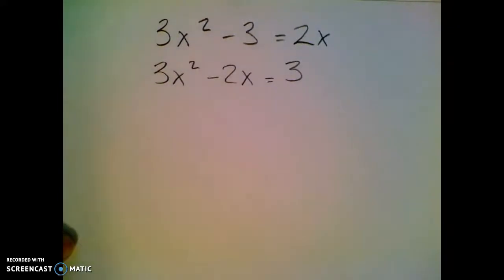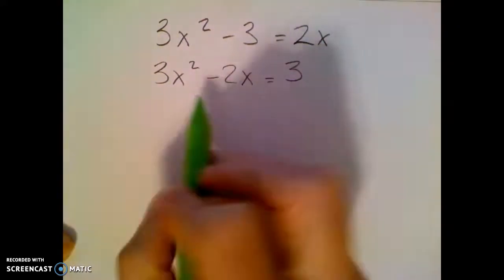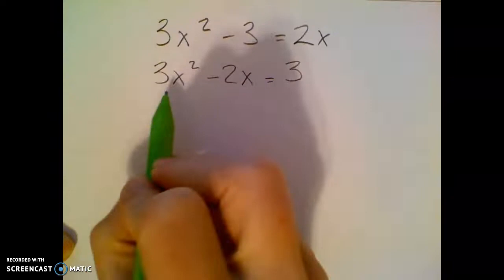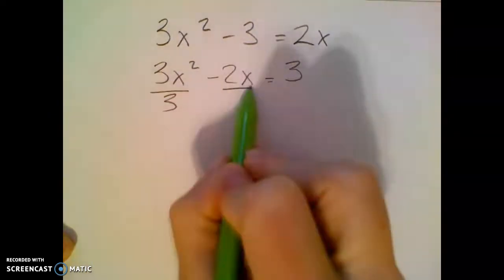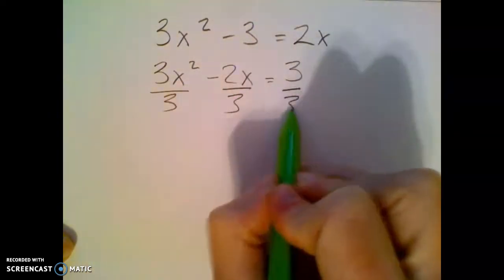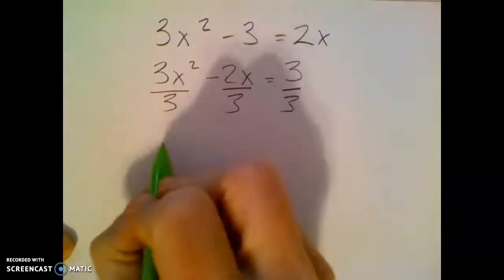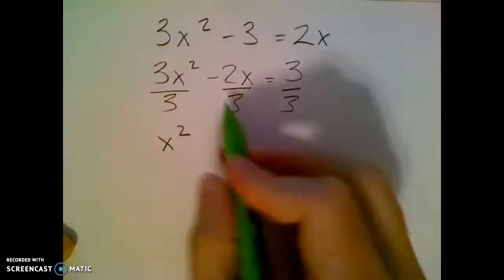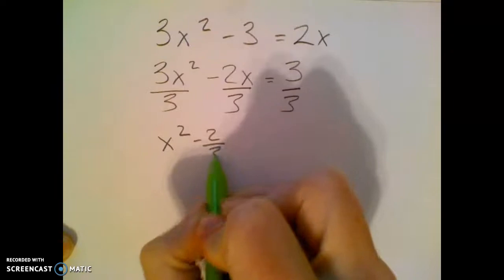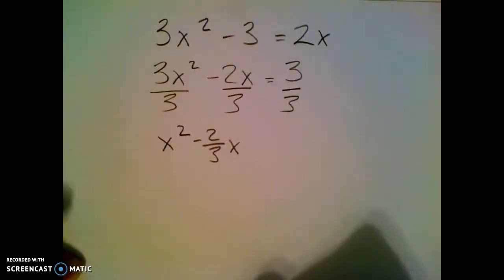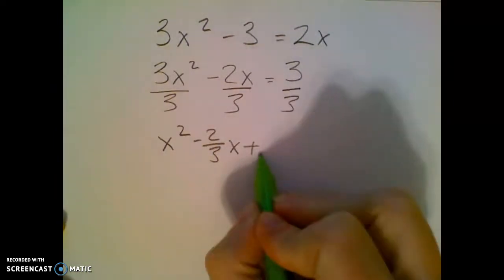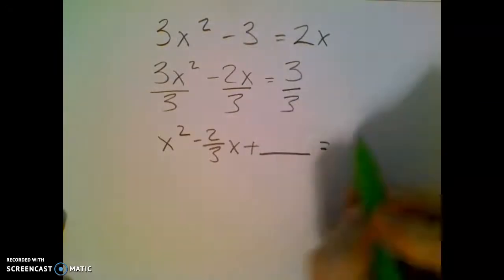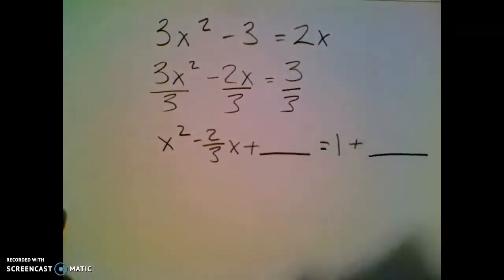Okay, then I have to have x squared and x, so I can't have this 3 here, so I'm going to go ahead and divide every single term by 3. I'm going to get x squared, negative 2/3 x. And because I now have x squared and x isolated, I can go ahead and just add some space. And then 3 divided by 3 is 1 plus same space.